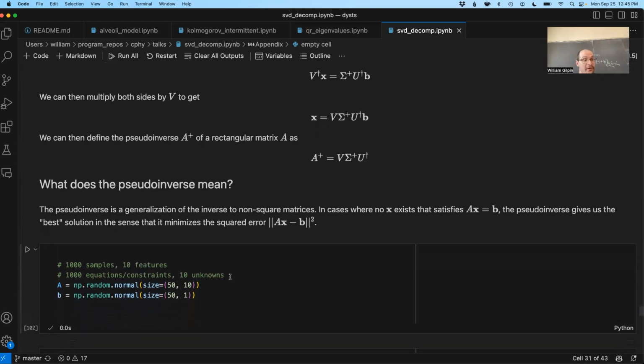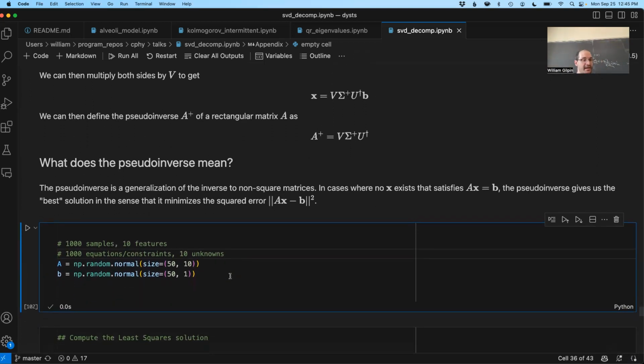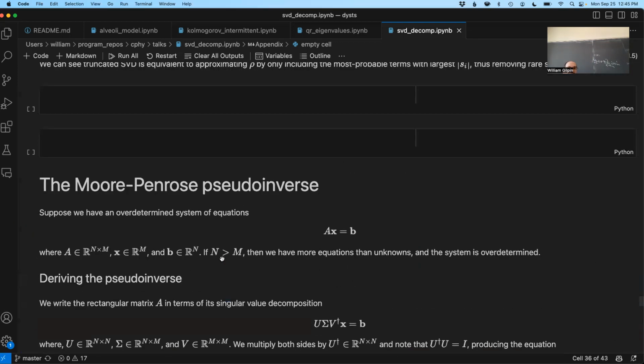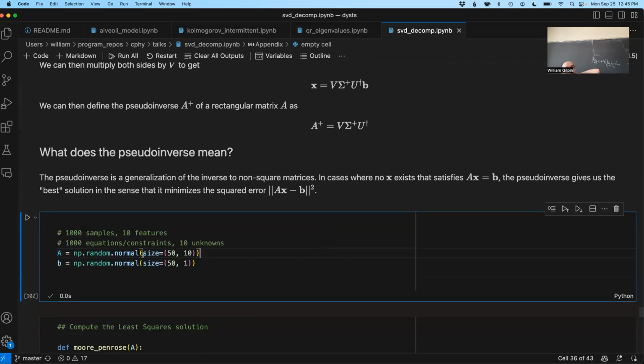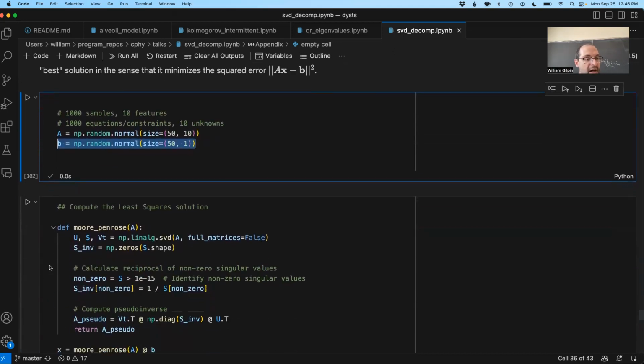Okay, so to get an idea of what that looks like in code, here I'm just going to define some random 50 by 10 matrix. So that's going to be the left-hand side here. X is going to be my unknown. And then B, which is my target, is going to be a 50 by 1 vector. And so the X that I'm solving for needs to be a 10 by 1 vector. And I want to find the 10 by 1 vector that, when operated on by A, will get me as close as possible to B. That's all I'm trying to do.